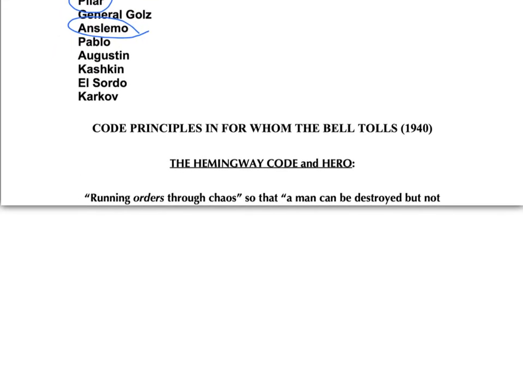Now we'll look at some of the code principles, just to remind us of the 10 code principles. All of them are repeatedly developed in this novel, and they are all achieved by Robert Jordan himself, but there are other characters, as I circled above, that embody them as well, like Anselmo and Pilar and Maria. They are all able to create order through chaos and live by a self-imposed way of being that strengthens them.